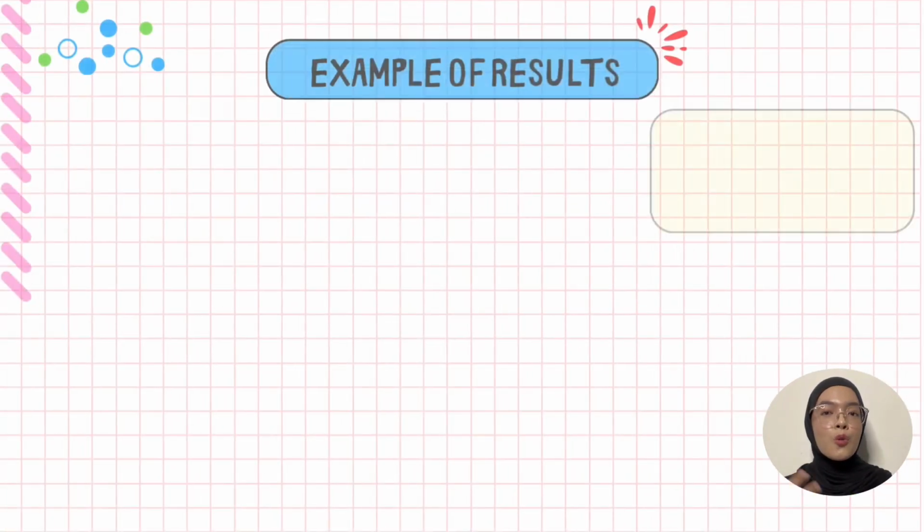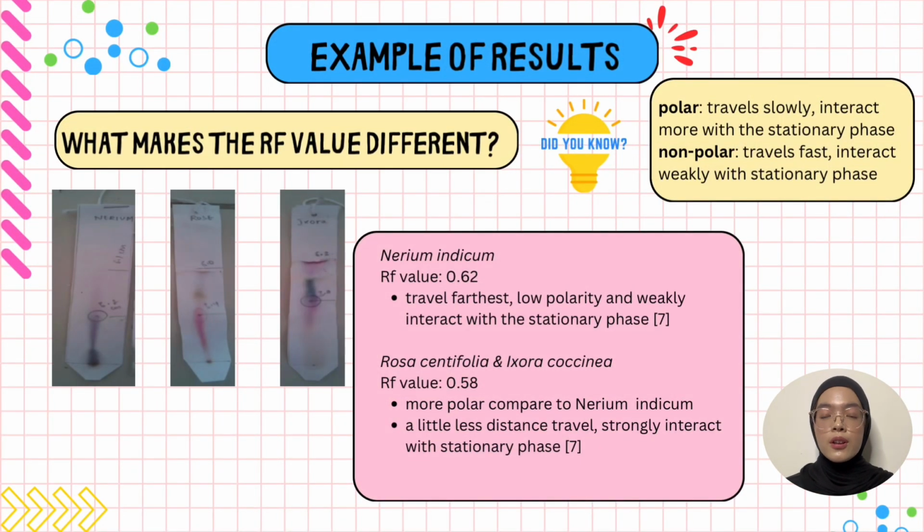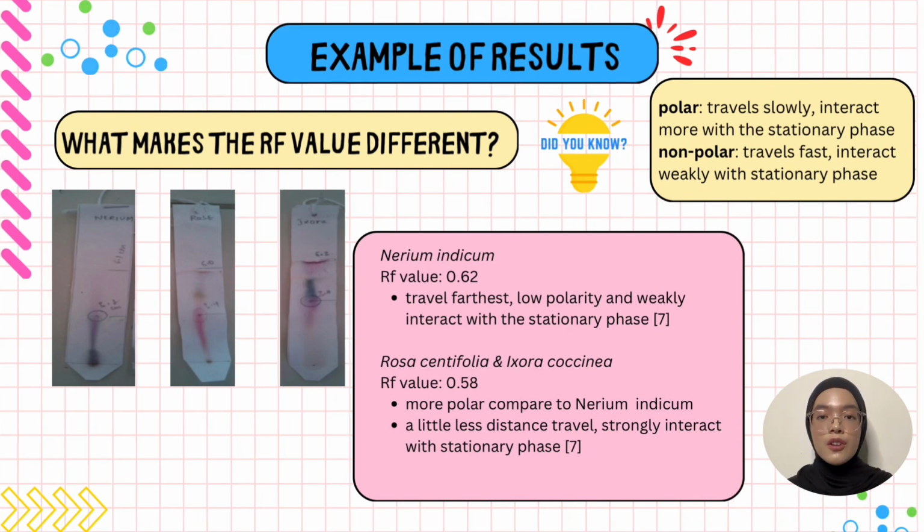The standard RF values of anthocyanin range from 0.32 to 0.62. Therefore, it is confirmed that all the flowers contain anthocyanin, which is responsible for the colors red and pink. So what makes the RF value different for each flower? It has to do with their polarity. Although all of the flowers have the same pigment, anthocyanin, they may have different structures of anthocyanin that affect their polarity. Nerium indicum has an RF value of 0.62, which indicates that it travels the farthest and has low polarity because it interacts weakly with the stationary phase. Both Rosa centifolia and Ixora coccinea have an RF value of 0.58. This indicates that they are more polar compared to Nerium indicum because they traveled a little less distance, which means they interact strongly with the stationary phase.